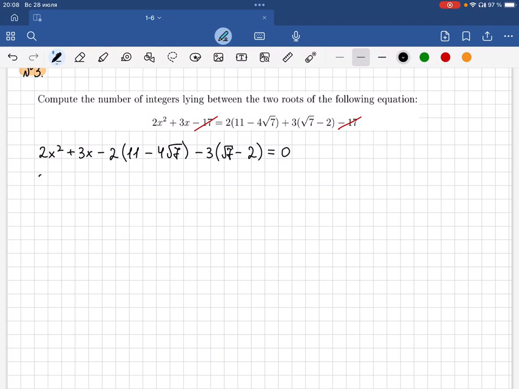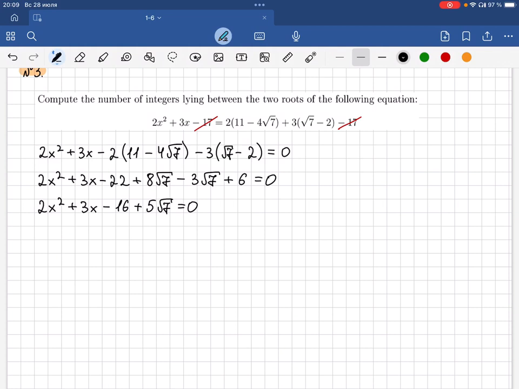Now let's open the brackets. 2x squared plus 3x minus 22 plus 8 square root of 7 minus 3 square roots of 7 plus 6 equals 0. Or 2x squared plus 3x minus 16 plus 5 multiplied by square root of 7 equals 0. And this is our quadratic equation.